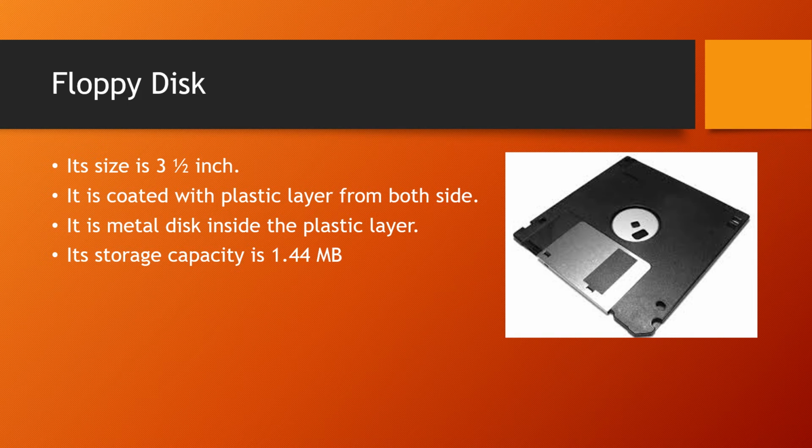Next is the floppy disk. Its size is 3.5 inch. It is coated with a plastic layer on both sides, with a metal disk inside the plastic layer, and its storage capacity is a maximum of 1.44 MB. The reason for using the floppy disk was that it was the only device that could store data from the user side and be transferred from one computer to another. Though its capacity is very small, it was used as a storage device for transferring data from one computer system to another.